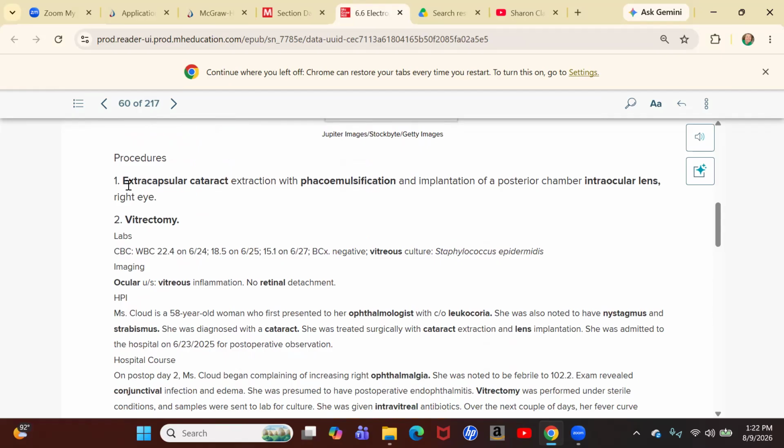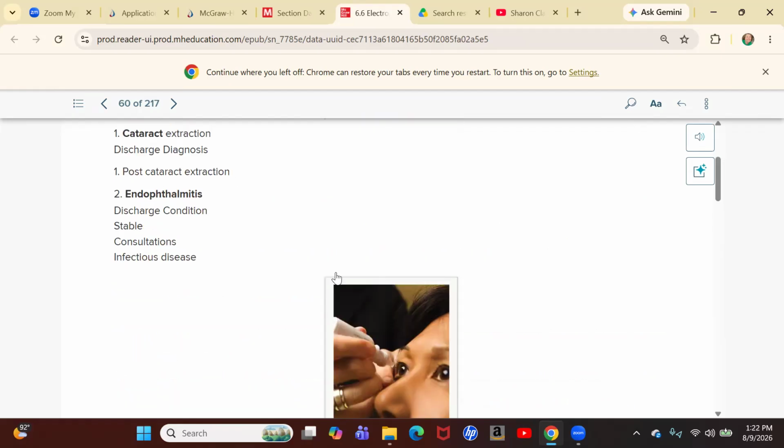So they went in and did an extracapsular cataract extraction, which means they remove part of the anterior surface of the lens and leave the posterior surface with a phacoemulsification. And this is just the method. I believe they use ultrasound. I'm not exactly sure, but it's a way of removing that portion of the lens and implanting an intraocular lens instead. And a vitrectomy, that term vitreous means that fluid of the eye, they surgically removed part of that fluid that was infected up here.